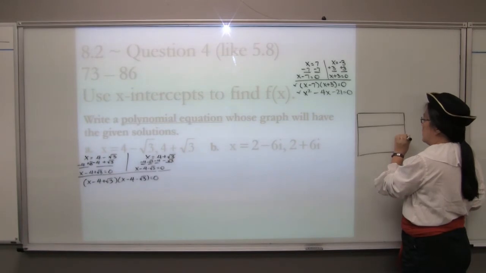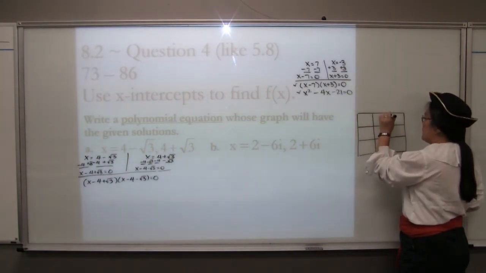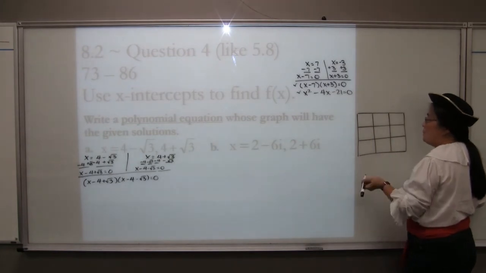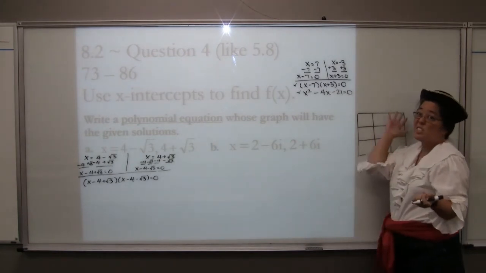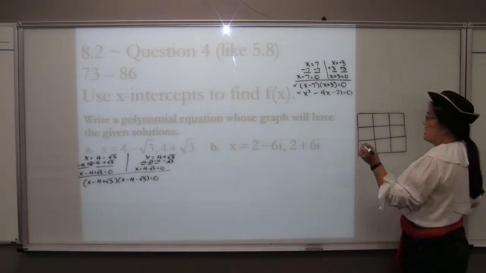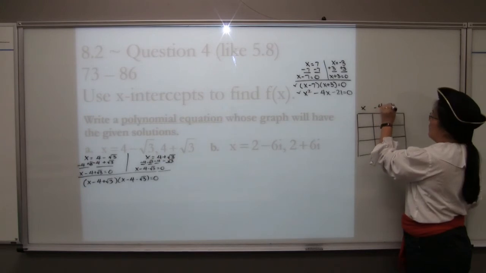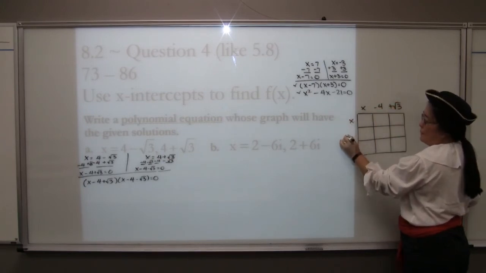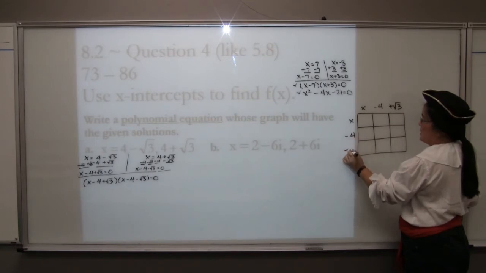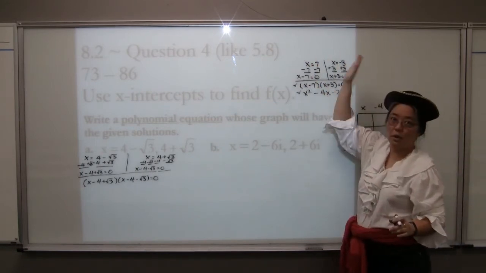I'll do the second one with the rainbow distribution method because I want you to know I will accept both of them. But some of the college professors may not have learned about this and might not accept the work shown like this. We have x minus 4 plus the square root of 3, x minus 4 minus the square root of 3. Now, some students did not like showing this work.